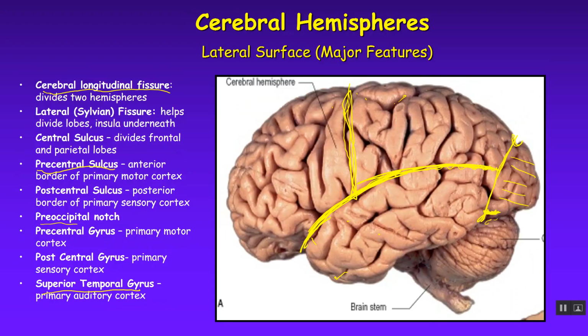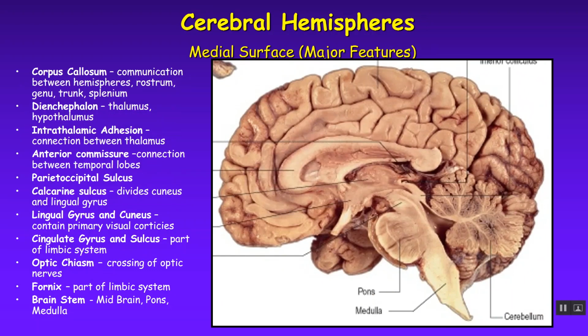If you know these structures that I'm pointing out on the medial or lateral surface for tomorrow's quiz, you'll do just great. Okay, so let's go on the medial surface here and show. This is the medial surface, always a little more scary, but it's a little more interesting. There's actually some cool stuff in here.